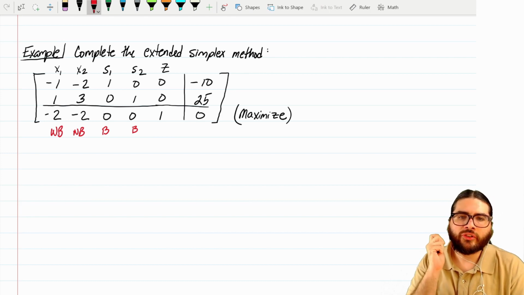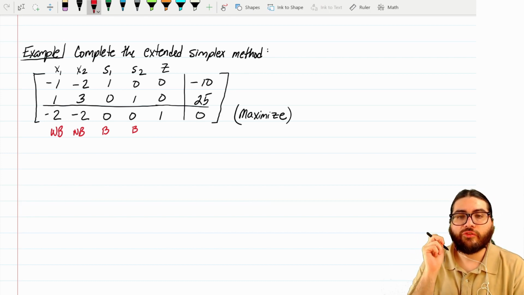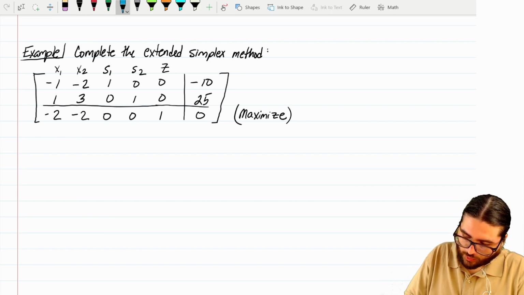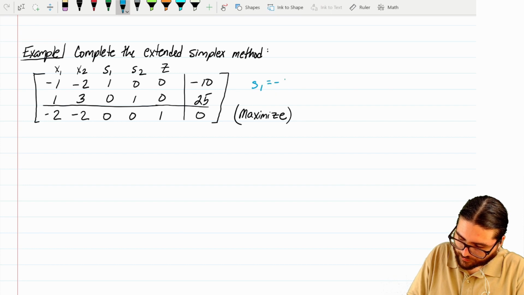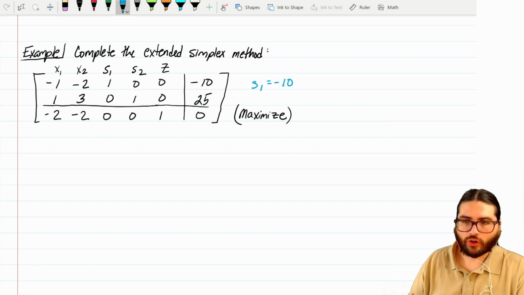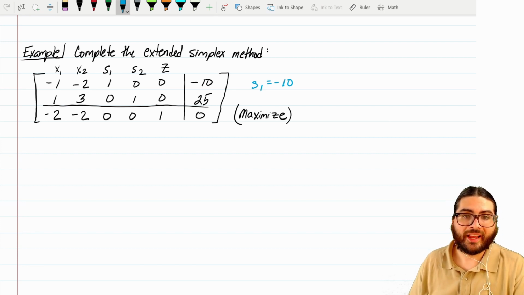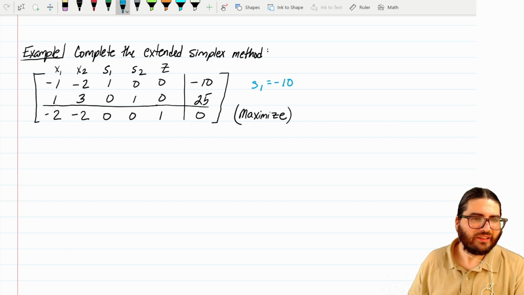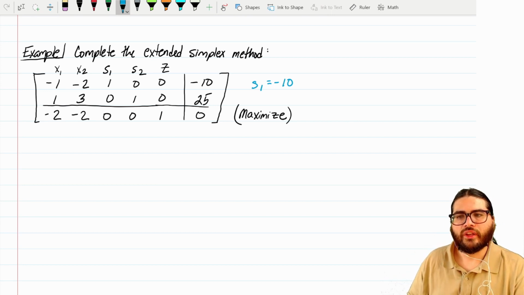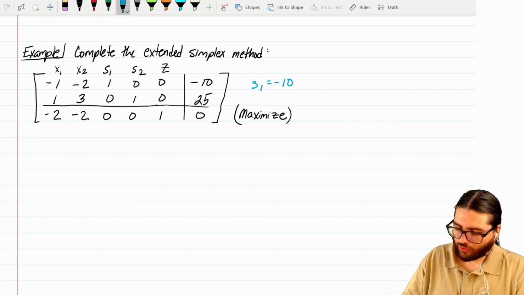But this particular set of basics and non-basics is not feasible. I can tell you it's not feasible because S1 is equal to -10. Remember, every time we had simplex, all of my S variables and all of my X variables must always be positive. Z was allowed to be negative if it had to be. We didn't see that too often. And so all the X's and S variables must be positive, and that means this is a non-feasible solution.